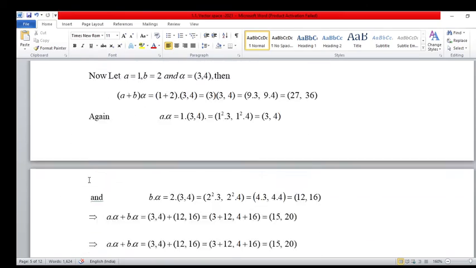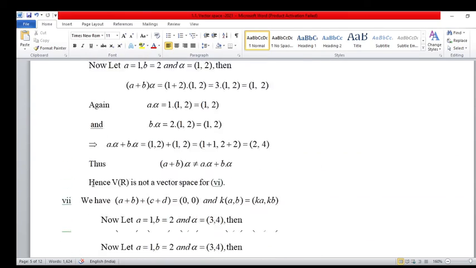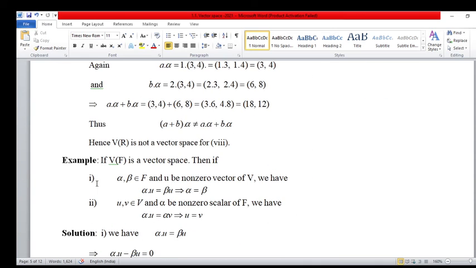Second, third, fourth are all the same, so solve them yourself. Now, next example.